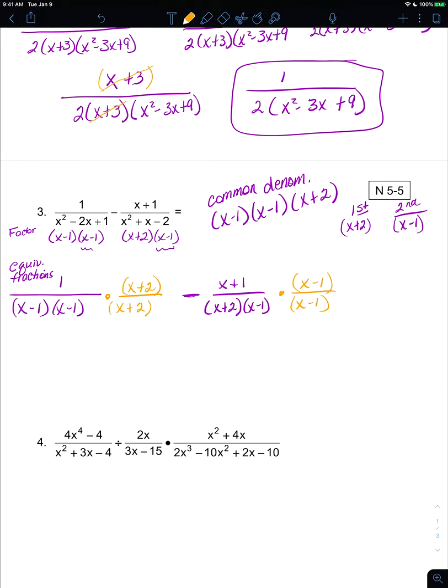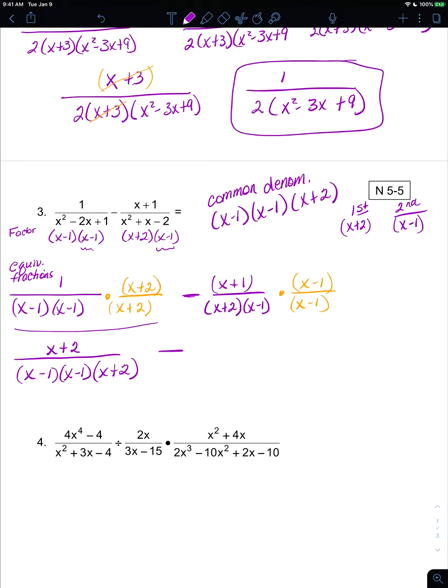Okay, so now let's multiply them out. So the first term here, multiplied out, we've got an x plus 2 in our numerator, x minus 1, x minus 1, x plus 2. We're subtracting. Now a common mistake is to try to start reducing things here, but you do not want to do that. Let's multiply this out.